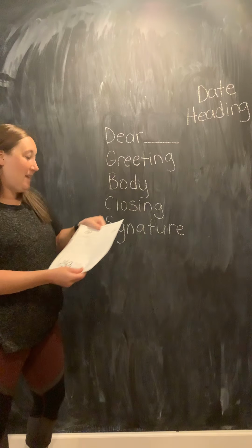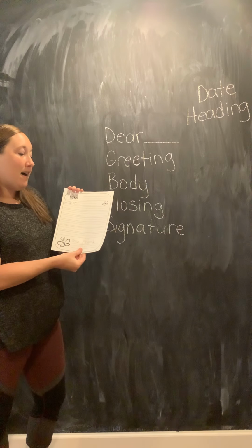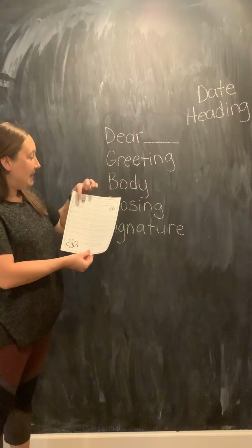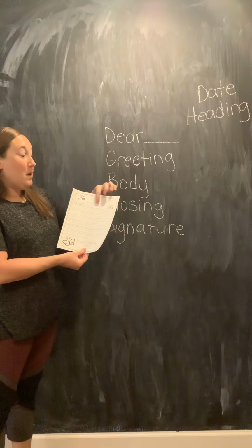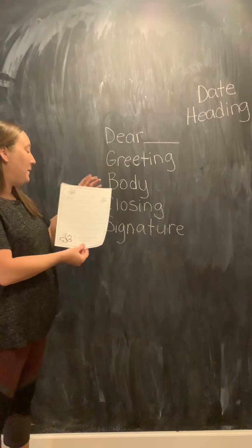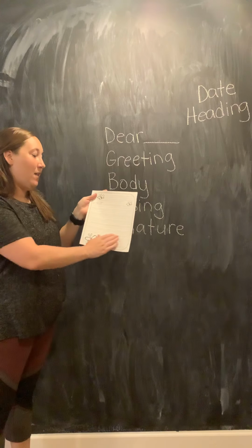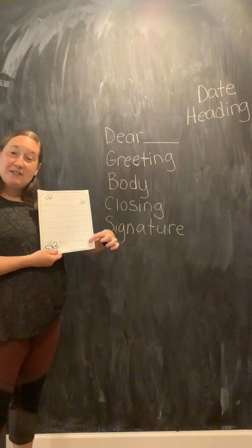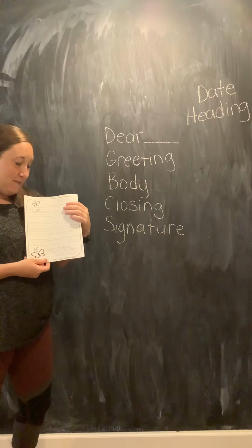And those are the parts of a friendly letter. The heading is the date. The greeting is where you write who you're writing a letter to. The body is where you tell all of your details. Your closing and your signature are how you wrap up the end of your story.